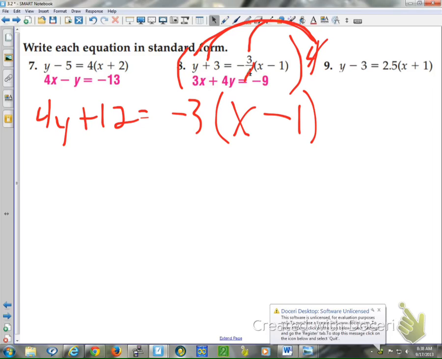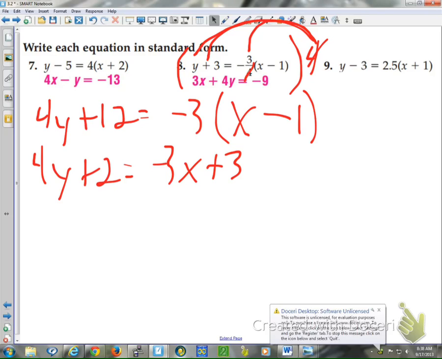And if that's something that you're a little fuzzy on, then by all means, you should just work out the problem without multiplying it by 4 and then multiply it by 4 later, and you'll see what I'm talking about. Okay, so anyway, that's 4y plus 12 equals negative 3x plus 3. Okay? All I did was multiply through by my negative 3.